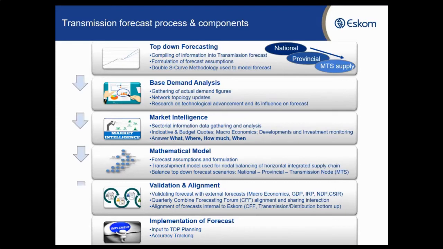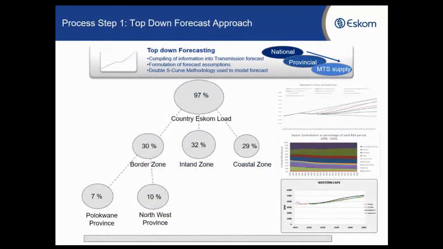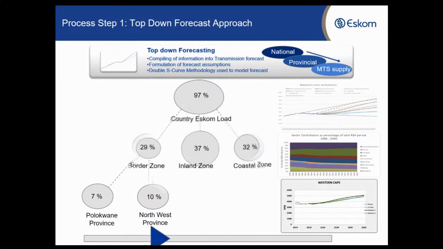So I'm going to quickly go through each of these steps and show you more or less what it is that we do in each of them. From the top-down forecasting approach, we basically take it down from the total Eskom country load, which has also gone from 97% down to about 91% into the future.